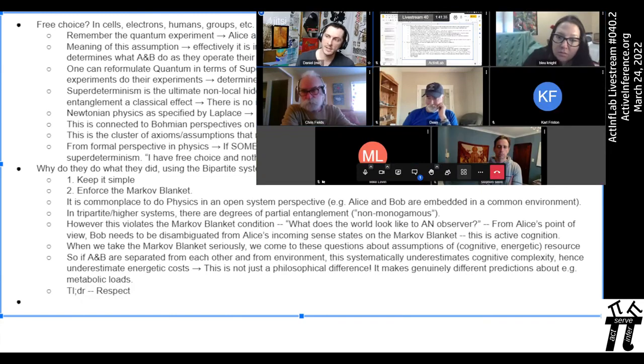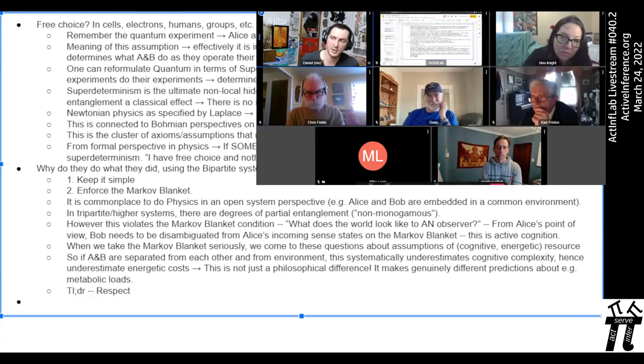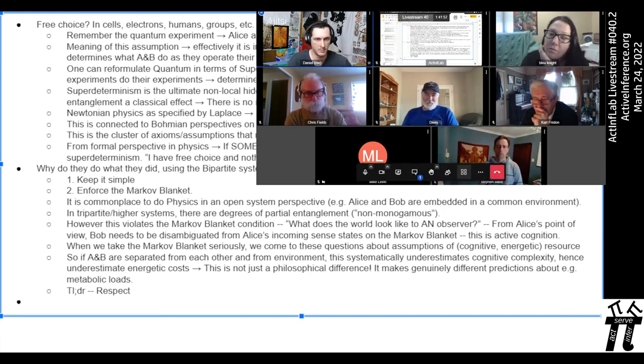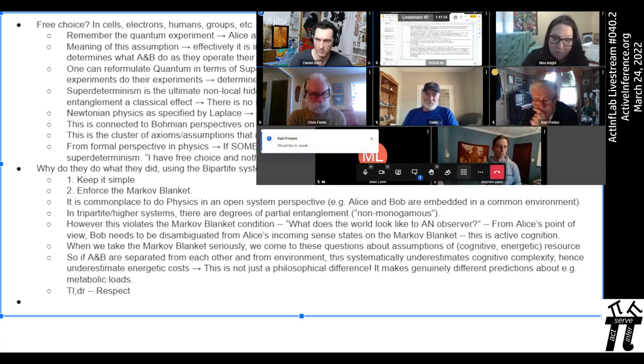Can we take that to the latter sections in the paper about biological cognition? What are the implications of this for biological systems? Yeah, Karl?